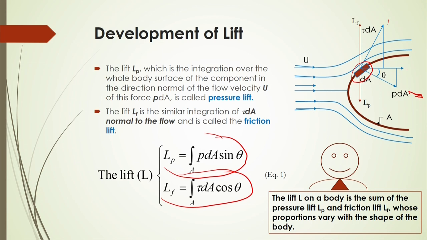So, we can have the total lift force by summing up these two components, contributed by pressure as well as friction. The lift L on a body is the sum of the pressure lift L P and the friction lift L F, whose proportions vary with the shape of the body. We have already discussed this part. This is the conceptual part of how the lift and the shearing force are developed.